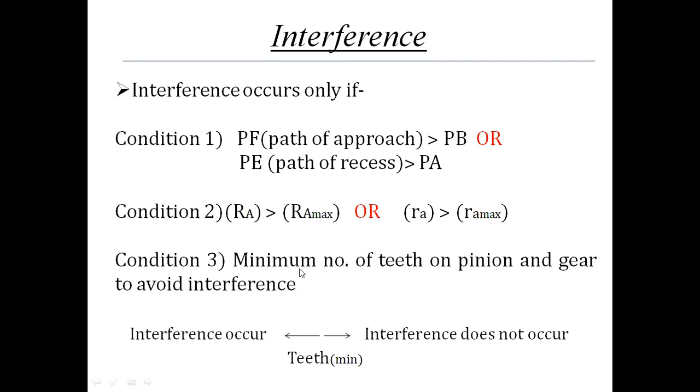So the gear is designed in such a way that the teeth on gear or pinion should always be greater than the minimum number of teeth, so that interference should not occur in the application, which is the important condition for designing the gear.